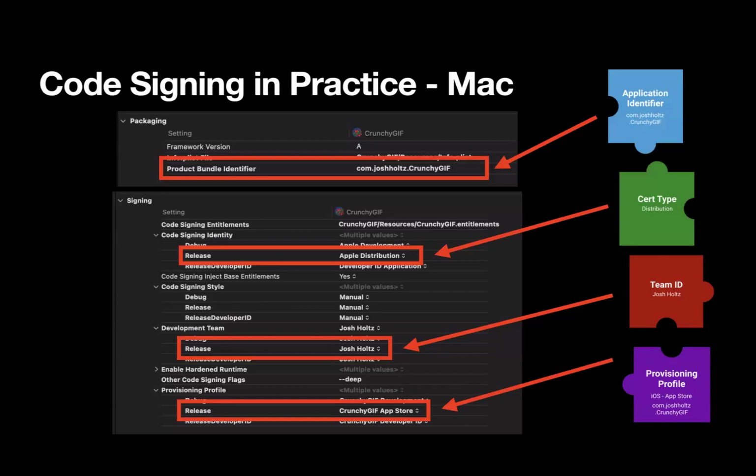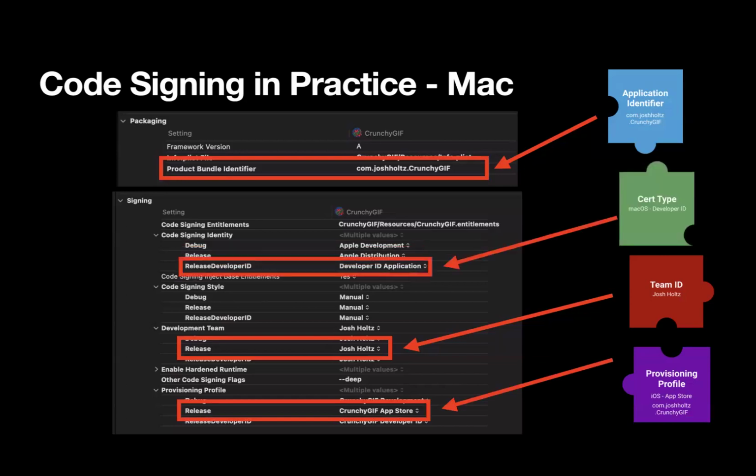And in this case, my puzzle piece can change depending on the configuration that I'm using. So I have a debug, release, and release developer ID configuration. So I've got to make sure that all my puzzle pieces for those configurations match the other ones.